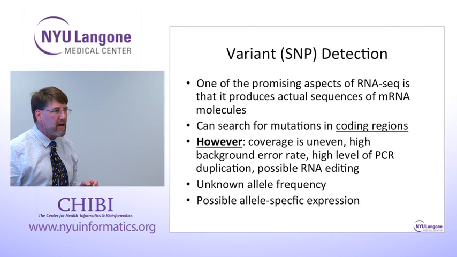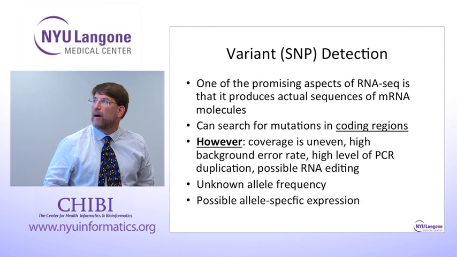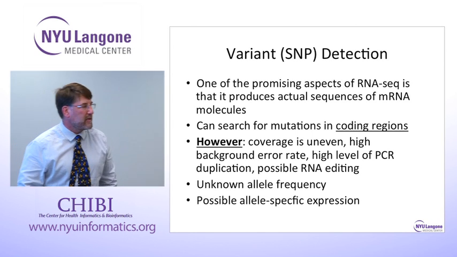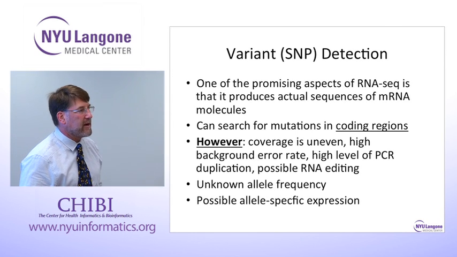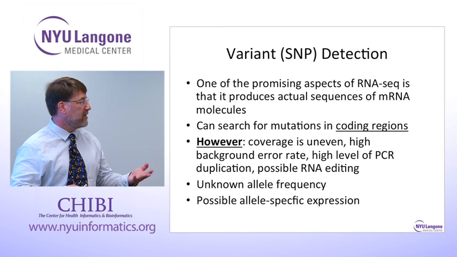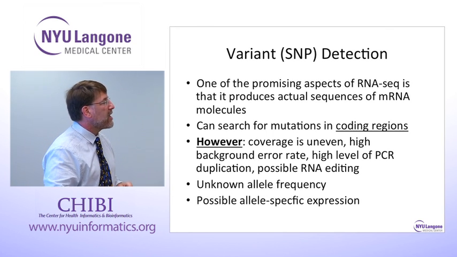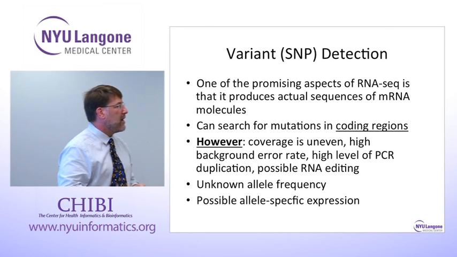OK, you can find sequence variants in RNA-seq. This is often touted as one of the advantages of doing this type of experiment, that you can come back and reanalyze your data and look for sequence variants. You could also find allele-specific expression. If you've got two different alleles, you could probably look at those transcripts and see which allele they are coming from, or even what ratio of alleles we are seeing in the RNA data.